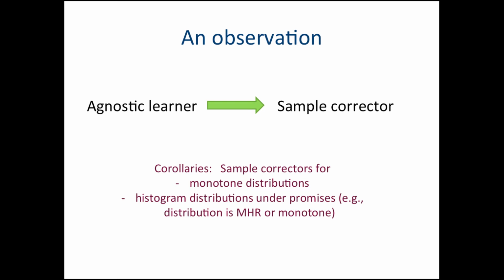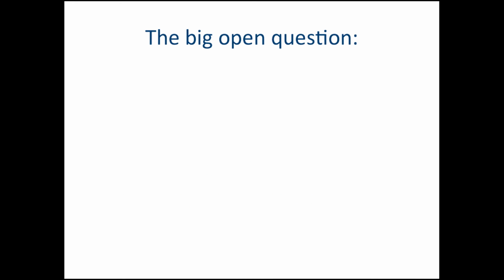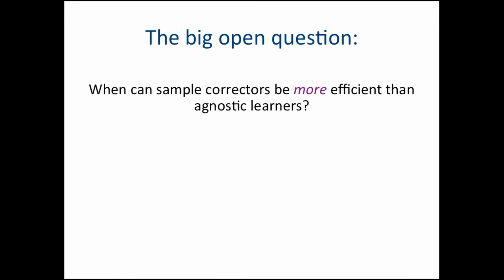We can get some better things for histogram distributions if we were already promised that it's monotone. I don't really want to go into it, but this observation alone gives you an easy way of taking agnostic learners and giving something for sample correcting. So this is the bound you should always try to compete with. And to me, the big open question is, when can you be more efficient than agnostic learners? Maybe you can't ever, or maybe there are some times that you could.